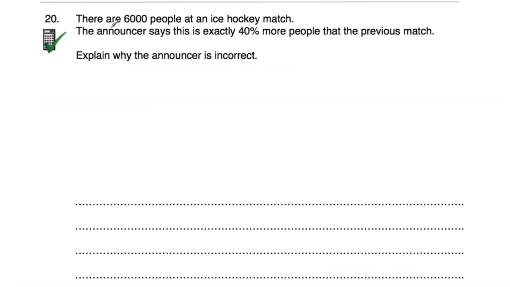Question number 20: there are 6,000 people at an ice hockey match, and the announcer has said that this is exactly 40% more people than the previous match. Explain why the announcer is incorrect. The announcer's saying that this 6,000 people is exactly 40% more than the previous match. If it's gone up by 40%, we would have 140%, because if the number of people at the last match was 100%, then going up by 40% is 140%. And that's equal to 6,000 people.